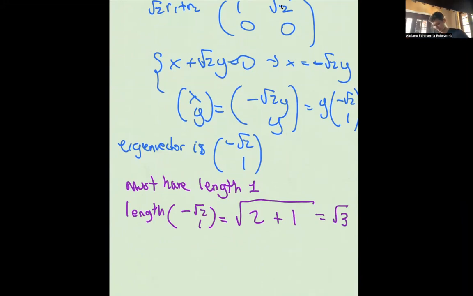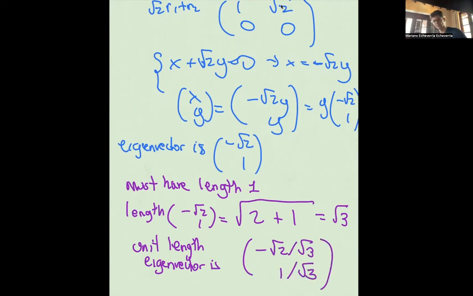So the unit length eigenvector is actually minus root of 2 over root of 3, 1 over root of 3. It is the same usual eigenvector; it's just that you do have to make them of unit length for this application to work. That's important. And then what is the other one?